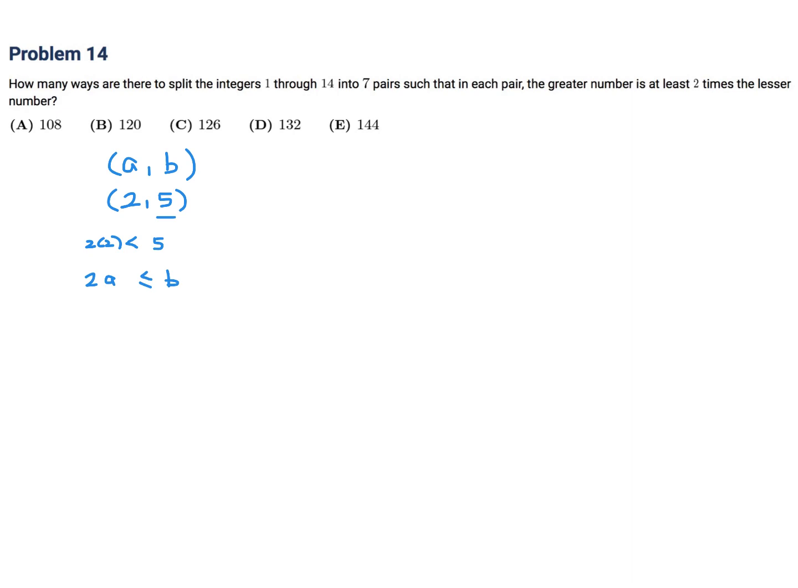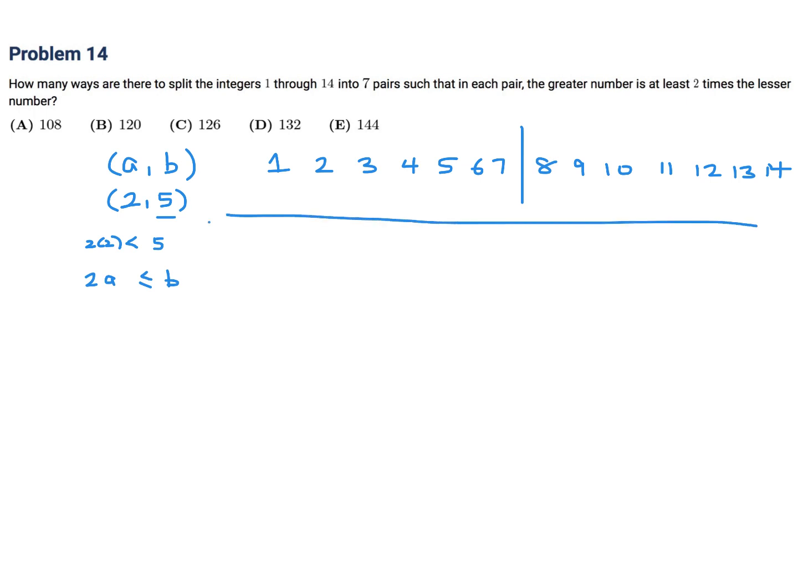Okay, so let's work through this. Let's list all the numbers: 1, 2, 3, 4, 5, 6, 7, 8, 9, 10, 11, 12, 13, 14. I'm going to start with this half, because we've got to find a way to place the big numbers first, and then all the other numbers pair up. So let's start with the 8 first.